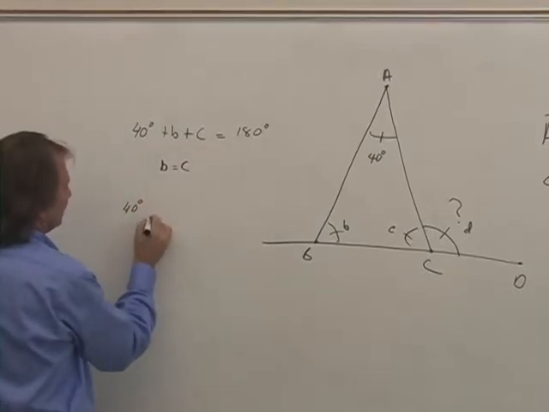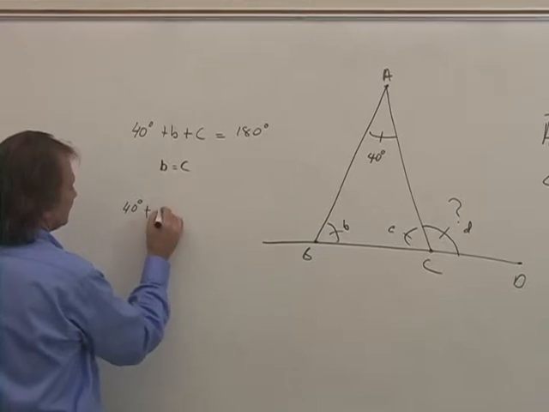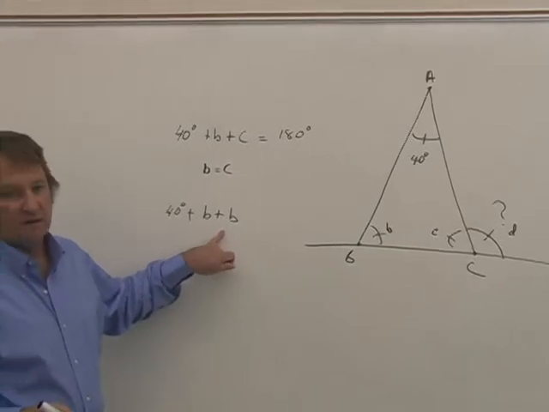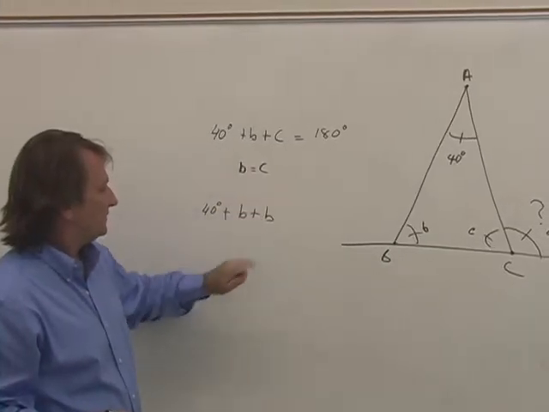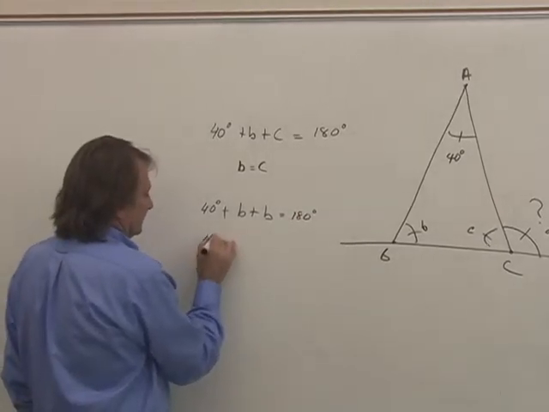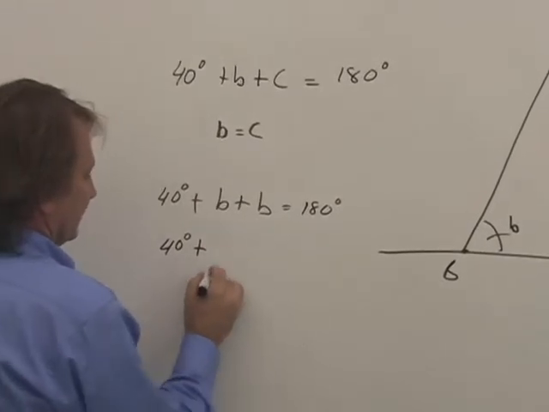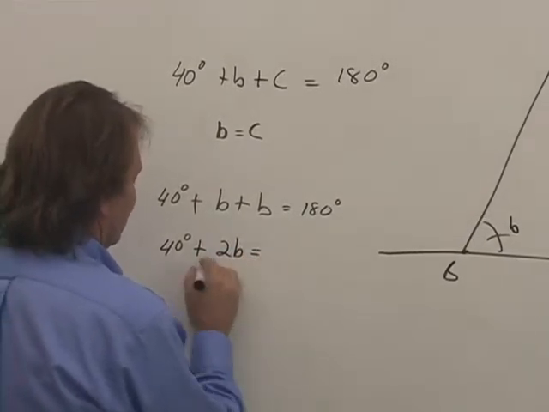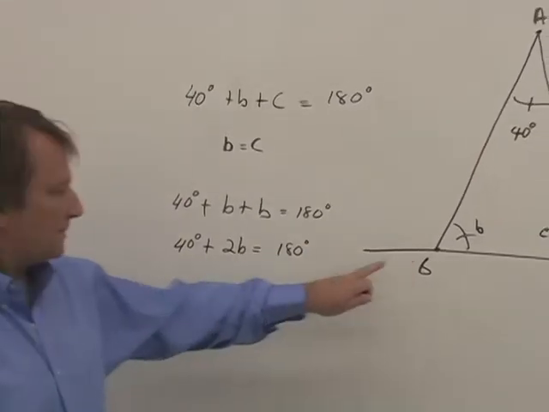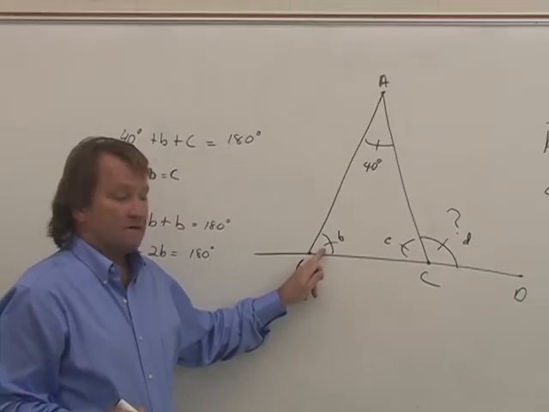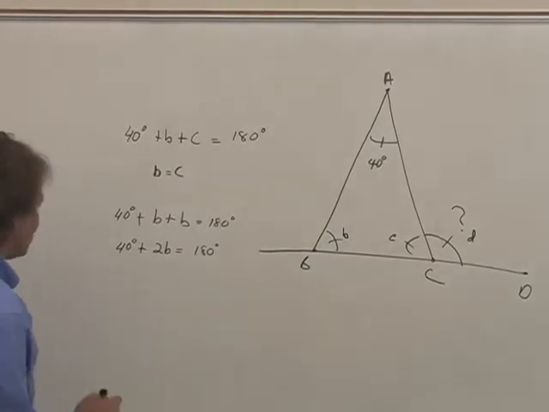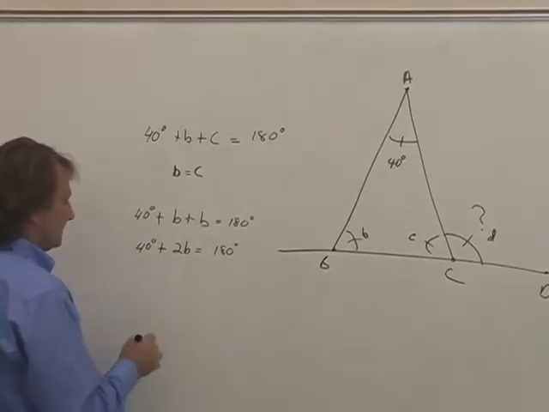40 degrees plus B this time instead of C. We can use B because B is equal to C. And that's equal to 180 degrees. Well, we can further rewrite that as 40 plus 2B is equal to 180. So I want to solve this equation for B to solve for this angle, which happens to be equal also to this angle. So the first step would be to subtract off the 40 degrees from both sides.